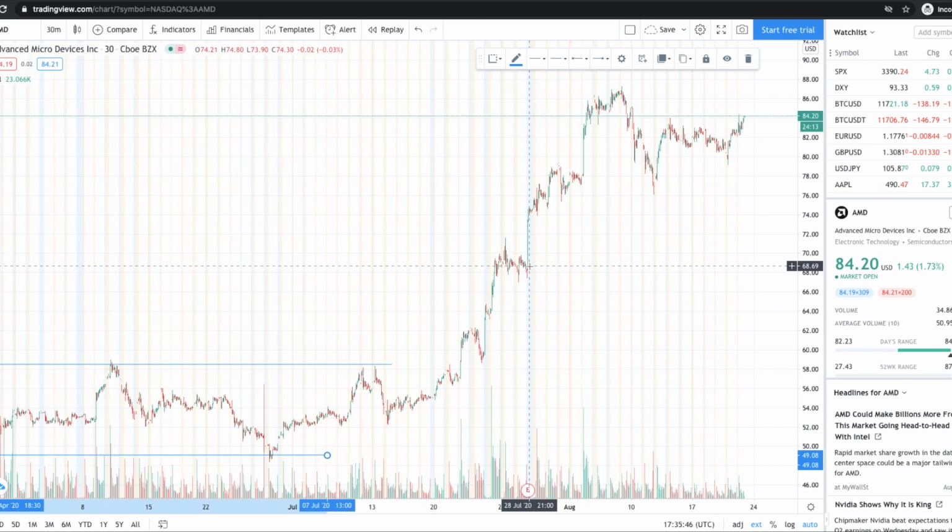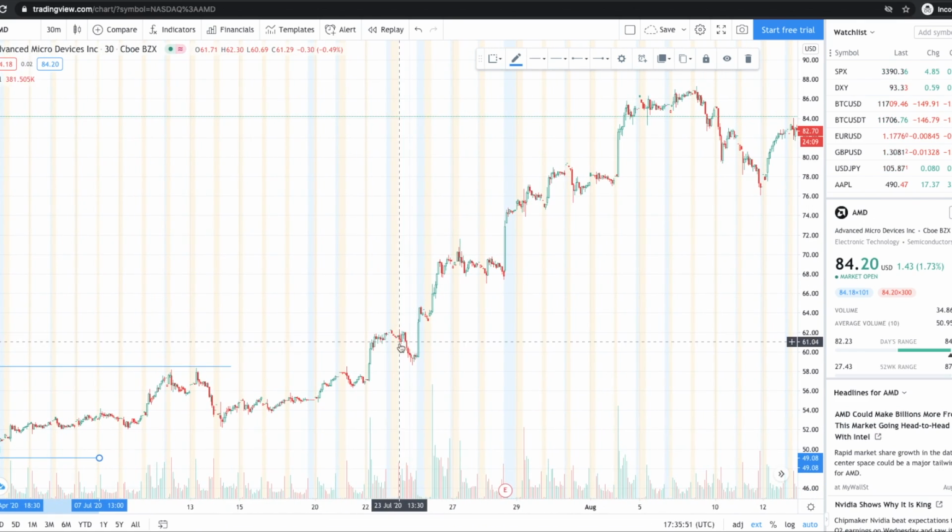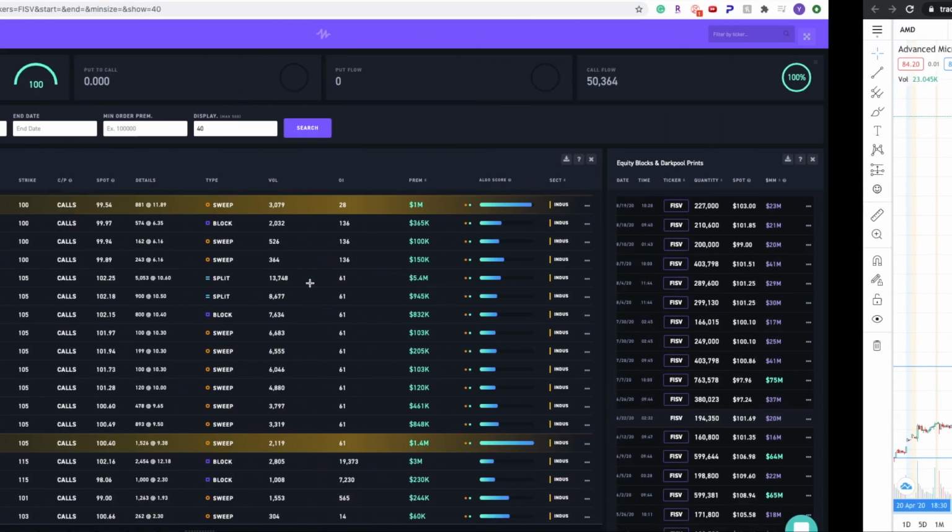On this specific day, I'm going to try to zoom in a little bit so you guys can see this. When AMD had fallen down, I think it was about this day right here. This is the day when Intel announced that they were doing really, really bad. And so people started buying into AMD, and there was a whole bunch of call action going on for AMD.